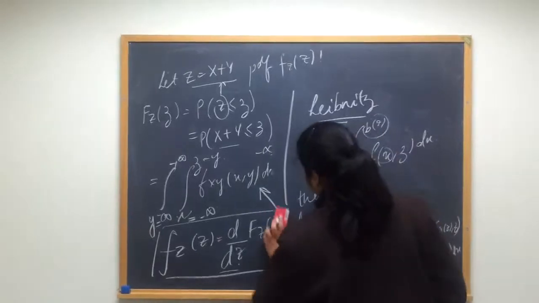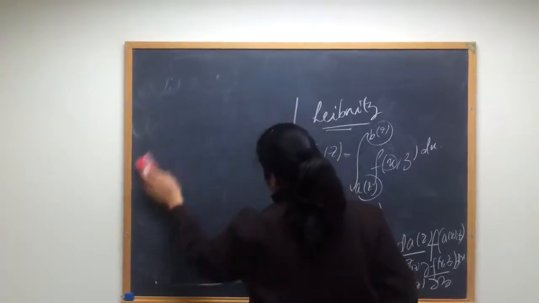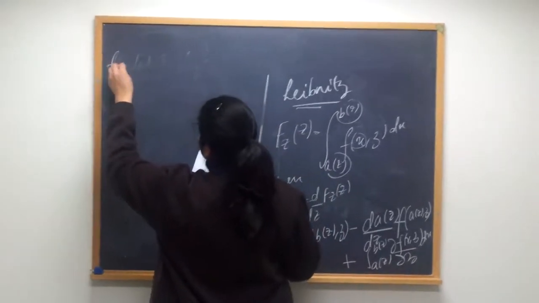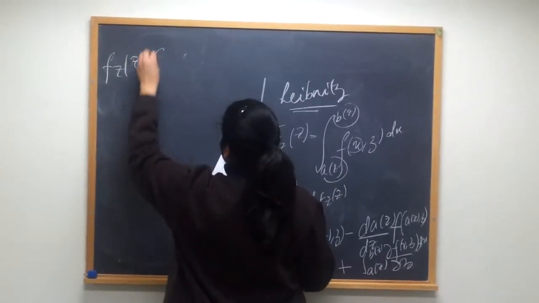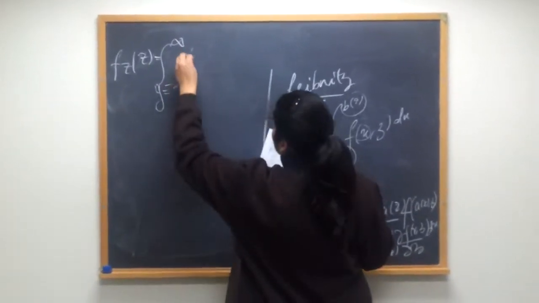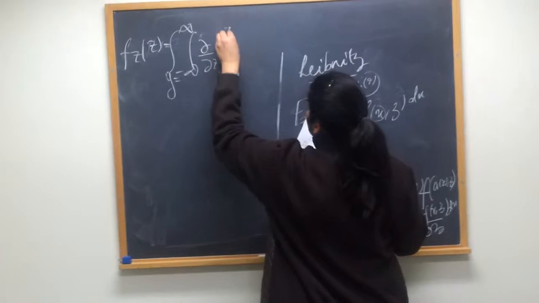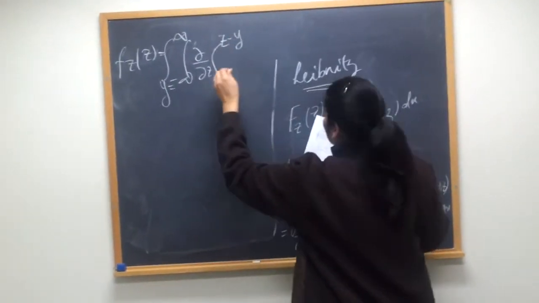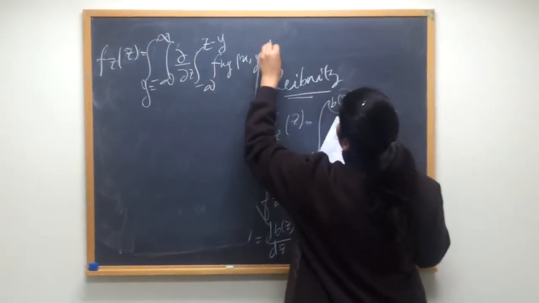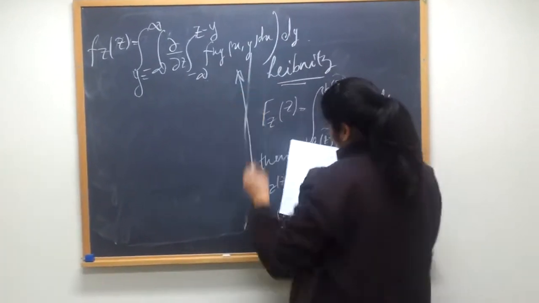This will be done through: f_Z(z) is equal to the integral from minus infinity to infinity. These were our y limits. Then it would be the partial derivative of the integral over x, these are our x limits, minus infinity to z minus y, of f_XY(x, y) dx dy. Now we'll use this rule in this.